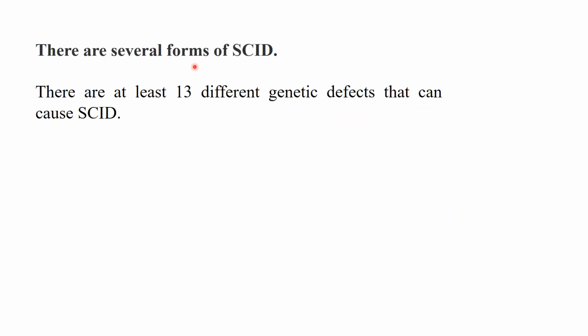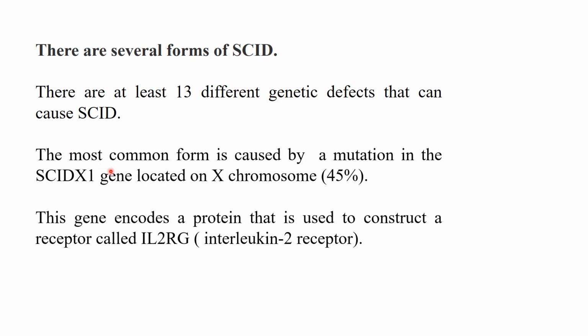There are several forms of the SCID. There are at least 13 different genetic defects that can cause the SCID. 13 different genes हैं जो SCID को cause कर सकते हैं और SCID के लिए responsible हैं. SCID, severe combined immunodeficiency. The most common form is caused by a mutation in the SCID X1 gene that is located on the X chromosome.